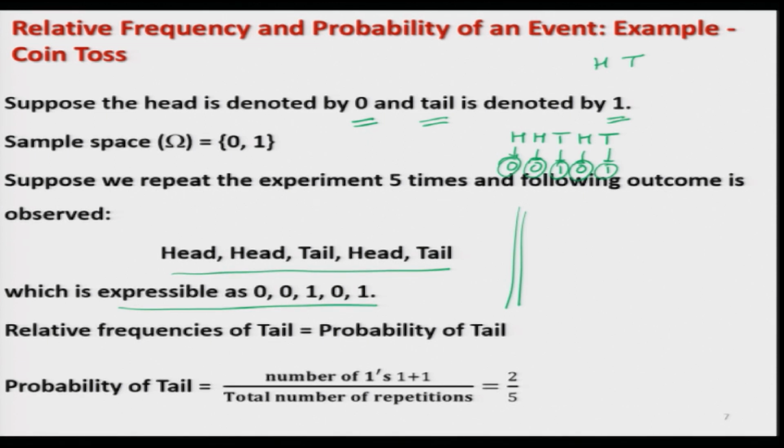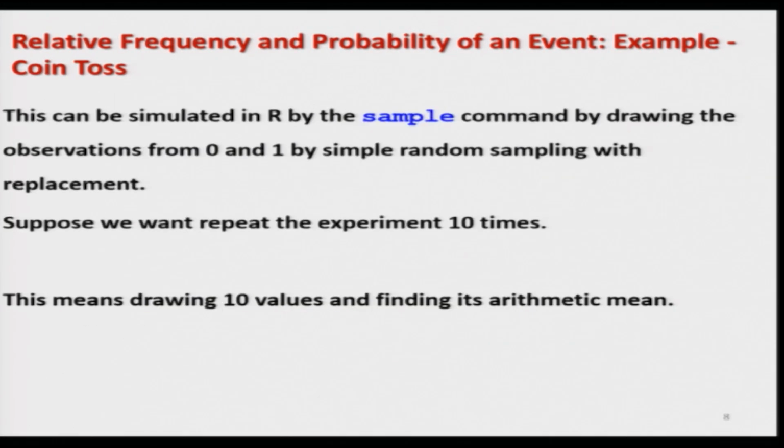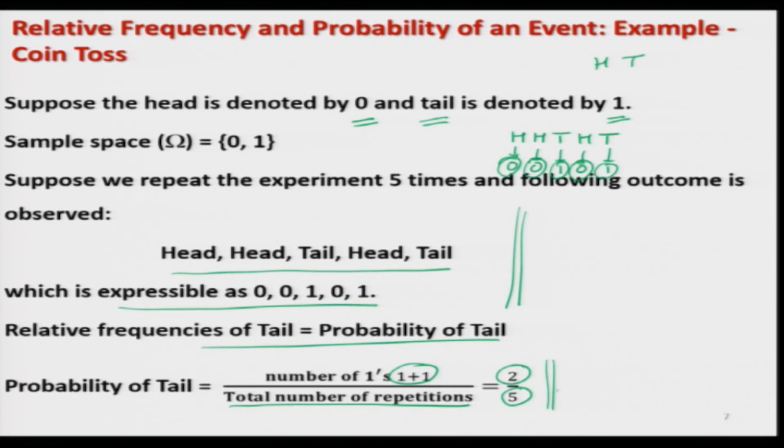Now, if you try to count the relative frequency of head or tail, for example, the relative frequency of tail, which is actually the probability of tail, that can be counted as the number of ones, which here is 2, divided by the total number of repetitions, which is 5. Right. Now, if you repeat this experiment a large number of times, you will see that this value 2 upon 5 will practically converge to 1 by 2 as n goes to infinity.